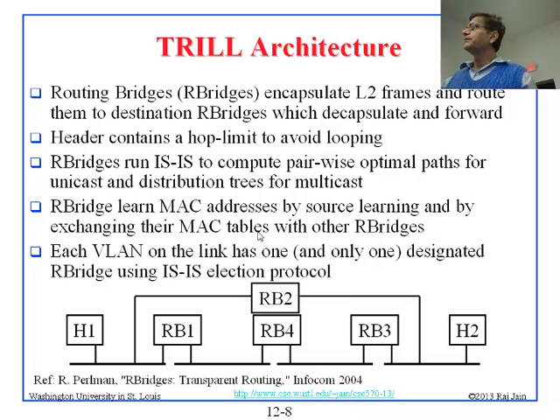like OSPF or something. So R bridges encapsulate the L2 frames and route them to destination R bridges, which decapsulate and forward. So the Ethernet frame is encapsulated into some packet and appears over here finally, and then it is decapsulated, so the real nodes see only Ethernet packets. The header contains a hop limit to avoid looping, and obviously, just like in any IP packet, there is a time to live field, which is the number of hops. R bridges run IS-IS to compute pair-wise optimal paths. So how do they find the path? By using IS-IS.